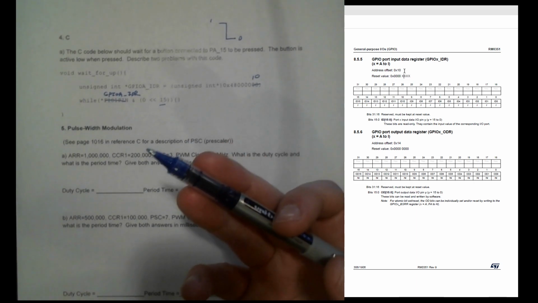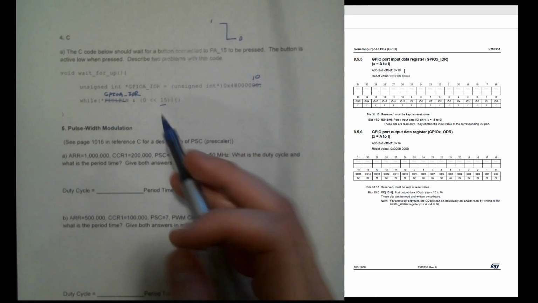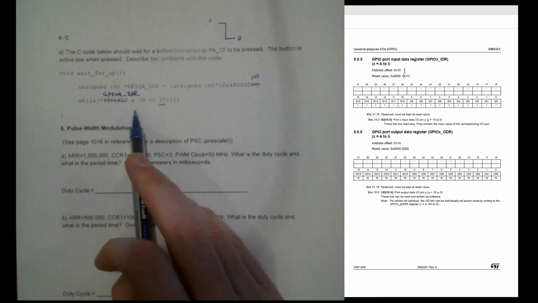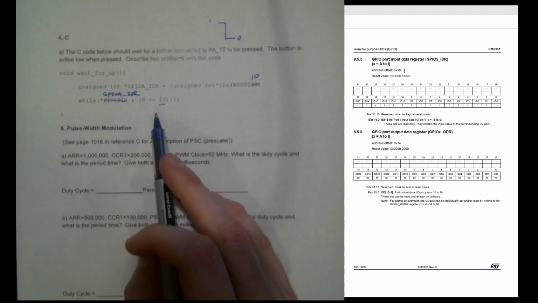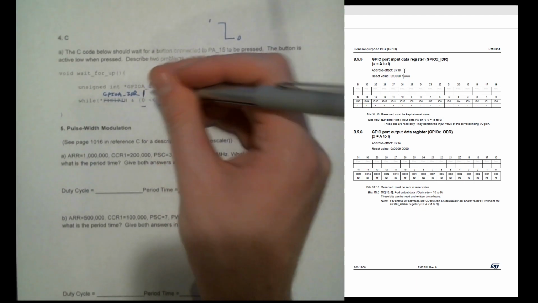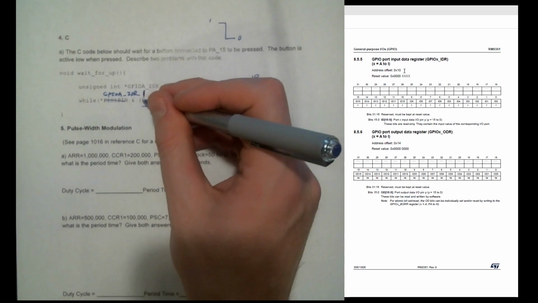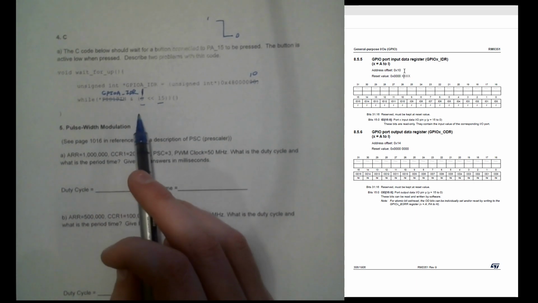If we shift a 0 by any amount, we're shifting in zeros from the right side of the number, and we're going to end up with a bunch of zeros again. And then we AND it, and that's going to be 0, which is going to evaluate as false. So this will happen one time, and then it's going to fail. So this 0 here should be a 1, because what we really want to do is look at that single bit of GPIO-A IDR. We want to see if bit 15, which corresponds to PA15, is a 1 or not.